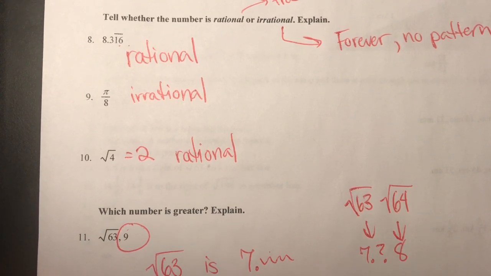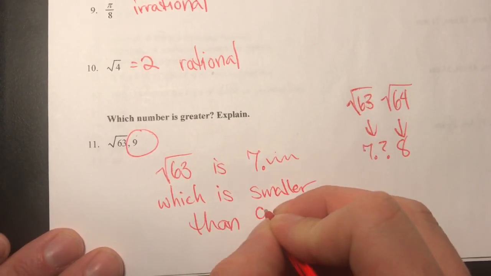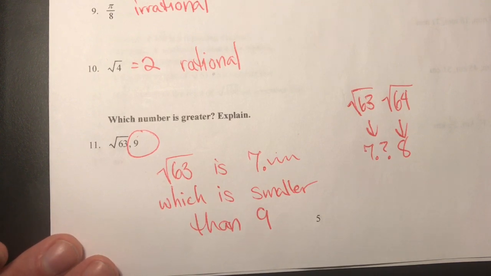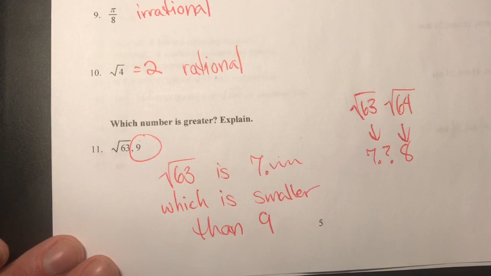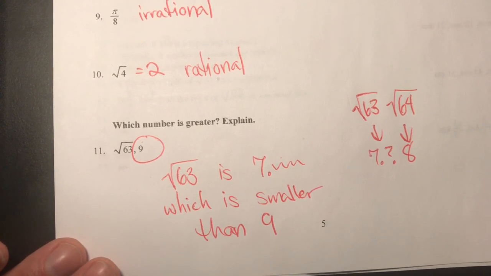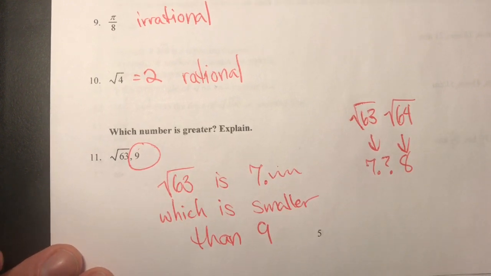No calculator needed. These are the types of problems that you would see often, like on a PSSA or any other type of test without a calculator, because you should be able to see the square root of 63 and say, well, the square root of 64 is 8 and 63 is smaller than 64, which means that's smaller than 9. So, okay? You guys are doing great.